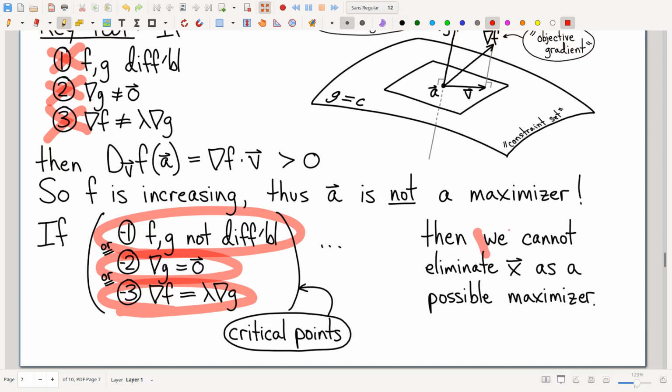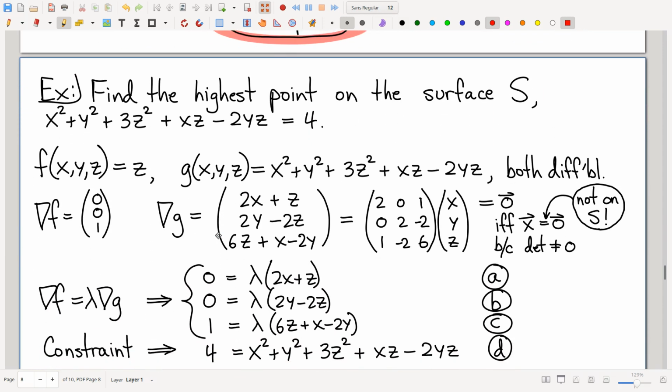And so these are the points that I don't know what to do with. I can't eliminate them. They might be the maximizers we're looking for. We call them critical points, and we'll deal with them later. All right, so let's see some examples.